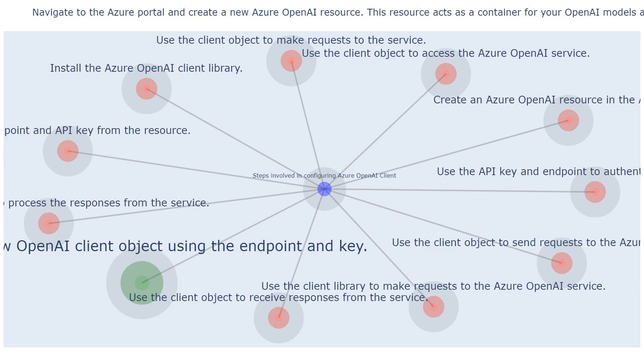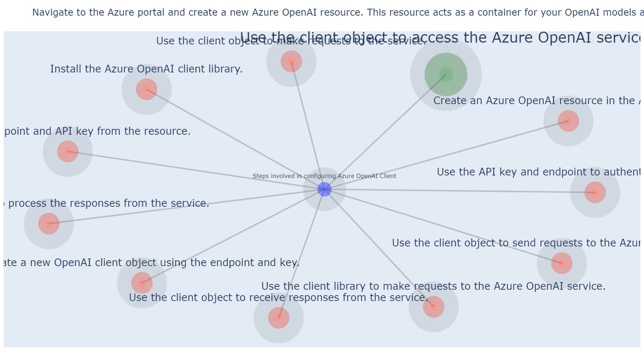Create a new OpenAI client object using the endpoint and API key. This client object acts as your primary interface for interacting with the Azure OpenAI service. Use the created client object to access the Azure OpenAI service. This allows you to perform various operations, such as interacting with models, generating text, and managing deployments.